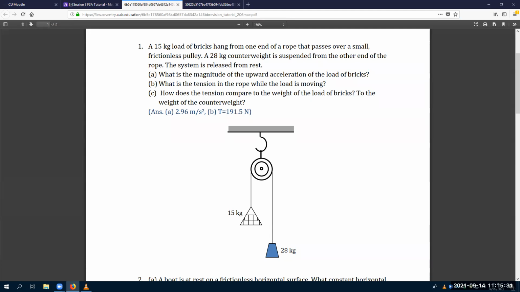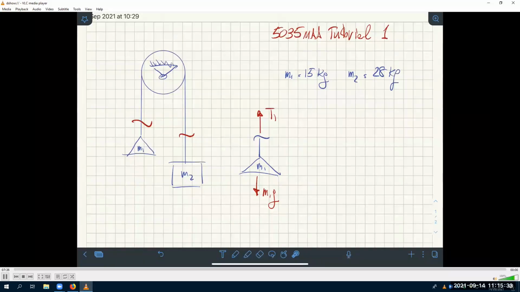So what I did is I started by first of all drawing everything. This is a pin that supports the pulley, and then we have the load of bricks M1 and the counterweight M2. I am isolating M1 to draw the free body diagram of body 1, and I'm isolating M2 to draw the free body diagram of body 2.